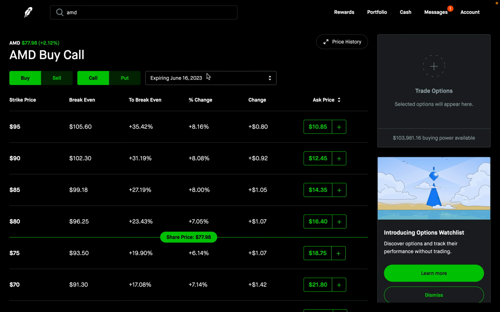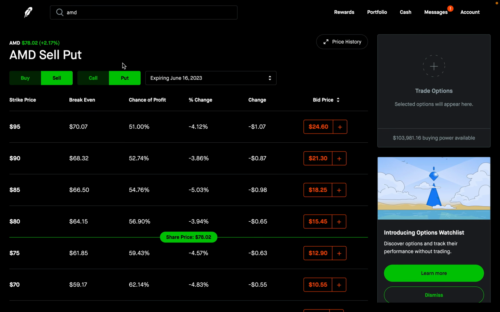Now, again, we're going to be focusing on selling LEAP puts. So the first thing I want to do here is filter these to sell. And then again, we're focusing on puts here, so I'm going to switch over to puts. So here we are looking at potentially selling LEAP puts.